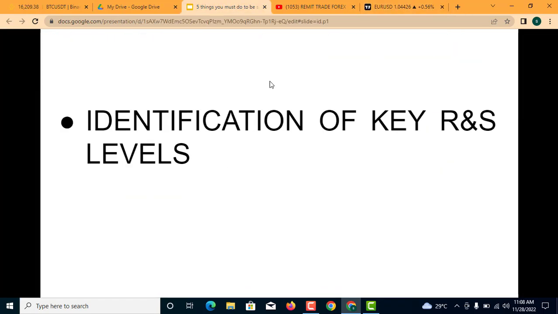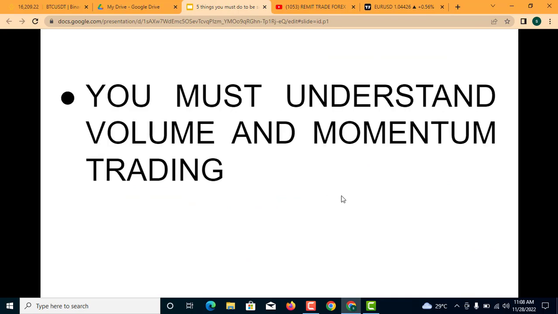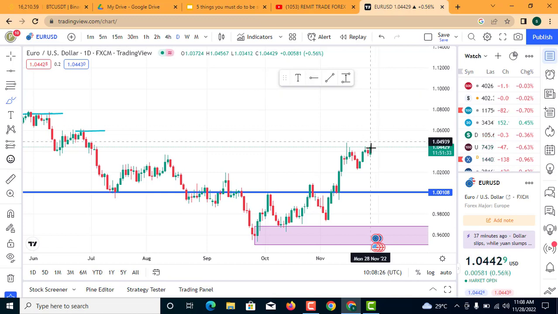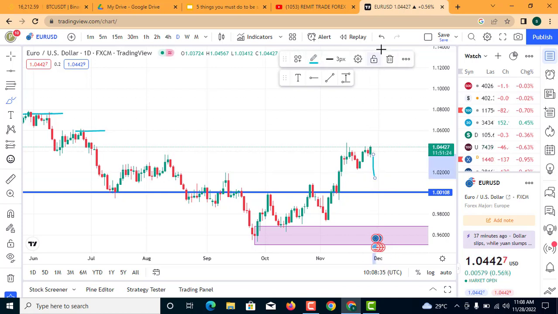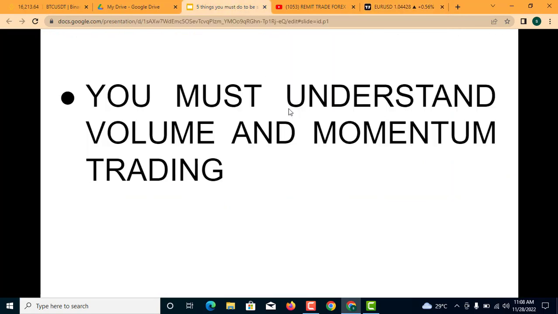And the next one here is you must understand volume and momentum trading. You know, one thing in forex trading is that you don't see volume. Volume in forex is hidden. It is only the big players in the market that have access to such information. And as a trader, if volume is a problem, then momentum trading is very, very important.